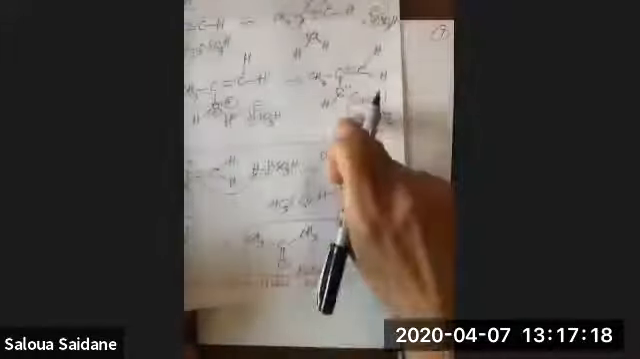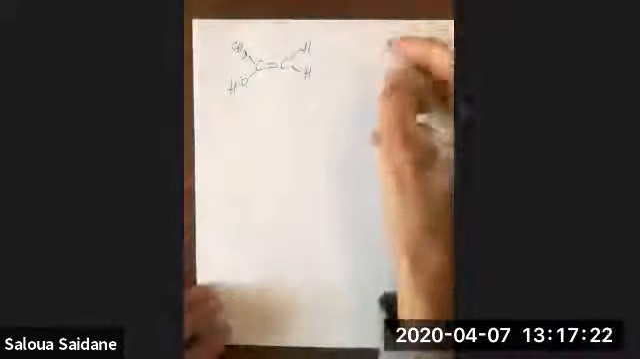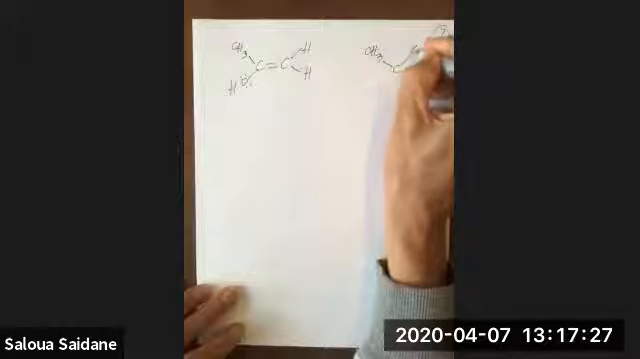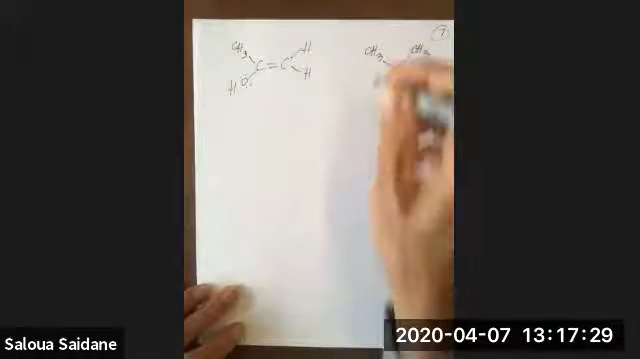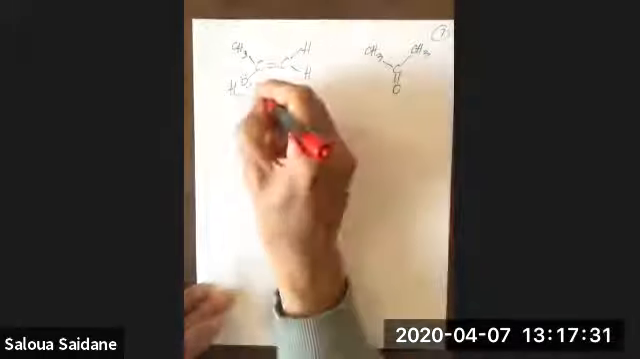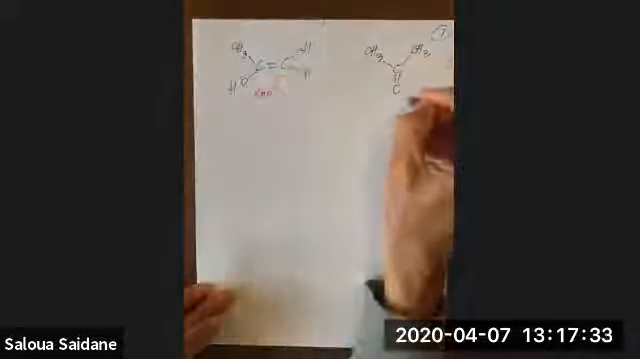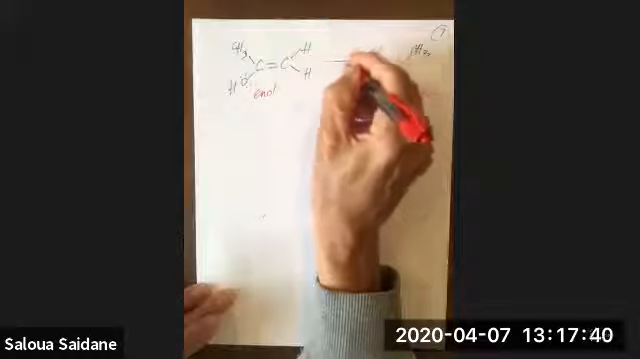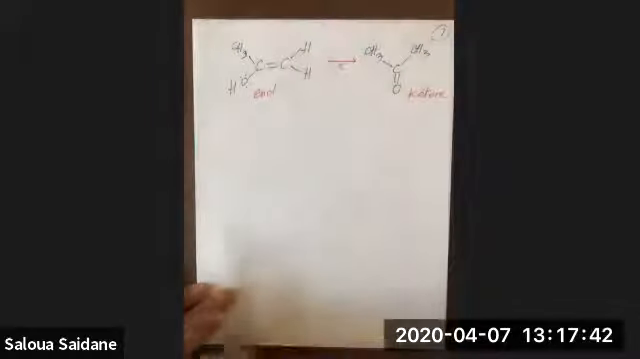This is the product, this one. I'm rewriting it here, and the final product is CH3CO. So this is called enol. This is called ketone. This ketone comes from the enol, and the equilibrium is shifted towards the ketone.